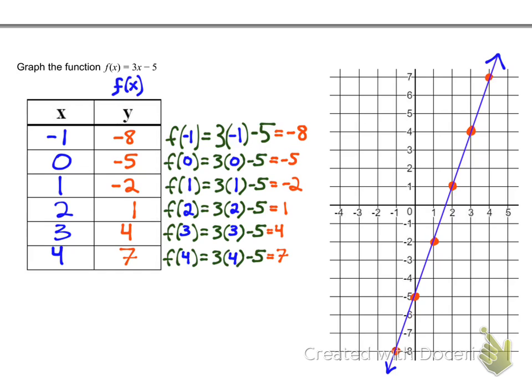Notice some key features. We're going to get into this a little bit more, but you see how that's a -5 right there? It's no coincidence that that is a -5 right there. And another thing that happens, you see how every time we take a step to the right, we go up 3. That is no coincidence, has to do with that one. Take a step 1 to the right, go up 3. 1 to the right, go up 3. So that is called the slope, but we'll get to that another day.